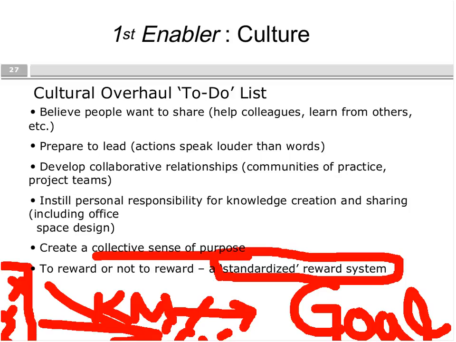Instill personal responsibility for knowledge creation means to make personal responsibility within individual. Instill is making something in something. Instill is to teach someone to think, behave, or feel in a way. When you instill personal responsibility, you make people think like this.